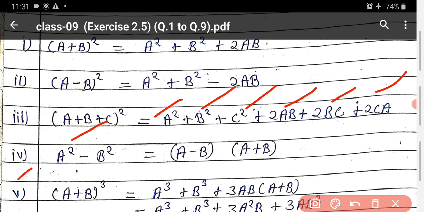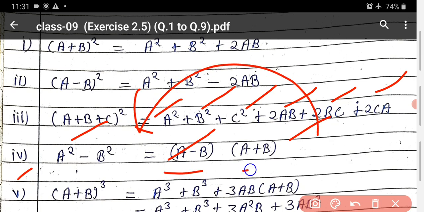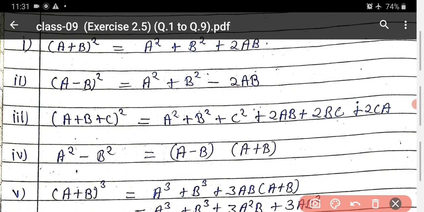Fourth formula is a square minus b square is equal to (a minus b)(a plus b), or you can use it in reverse. If it is written here as (a minus b)(a plus b), then you can write a square minus b square.